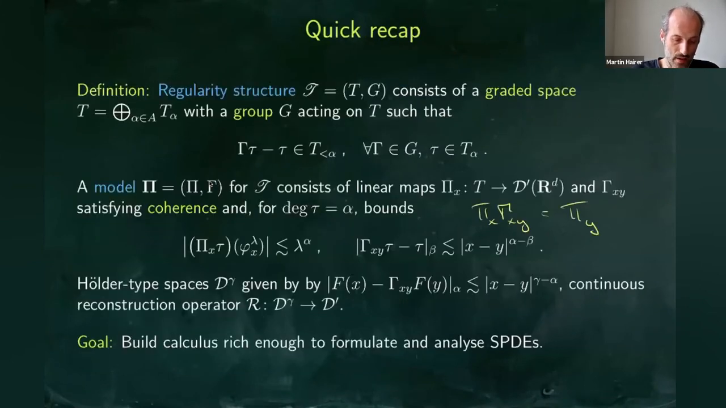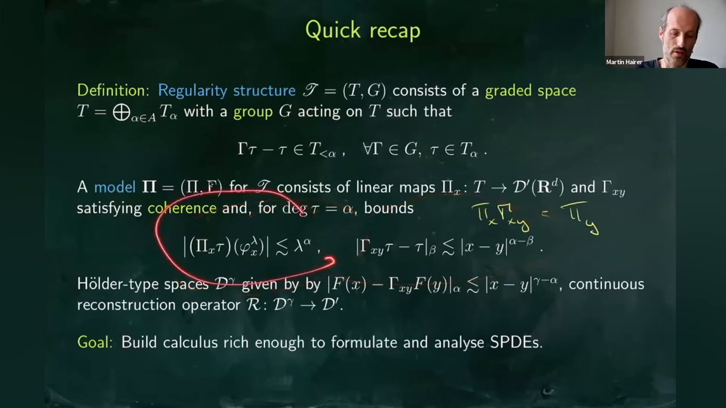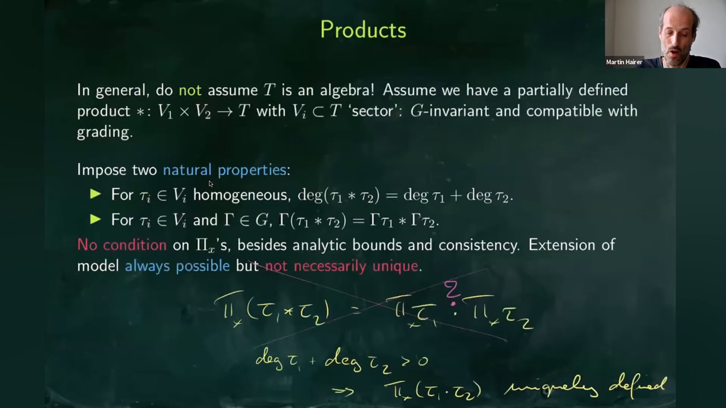which are back here, right? So these analytic bounds, they are sufficiently strong so that there's just no ambiguity. There's only one possible way of defining that guy once you have defined these two guys and you know what the gammas do, right? So that's the case if the sum of the degrees is positive. And this, again, can be viewed as some kind of generalization of the statement that products are well-defined if sums of the regularities are positive.